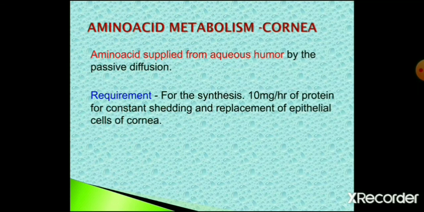Amino acids are supplied from the aqueous humor. They are usually obtained from the aqueous humor by passive diffusion, and are required for the synthesis of 10 milligram per hour of protein for constant shedding and replacement of the epithelial cells of the cornea. So that is the most important need, the synthesis of protein.